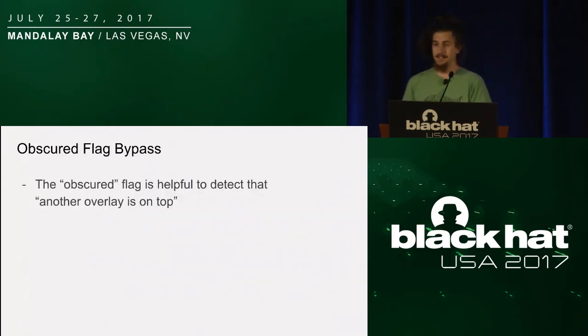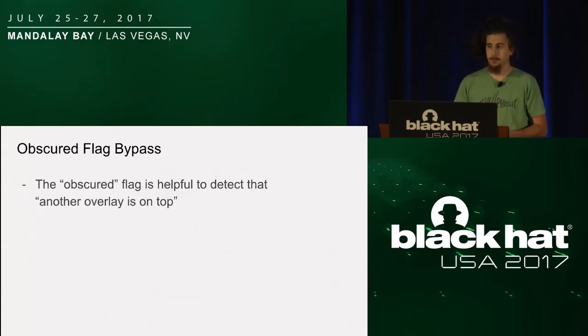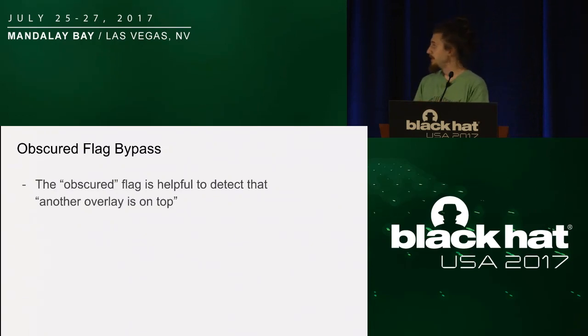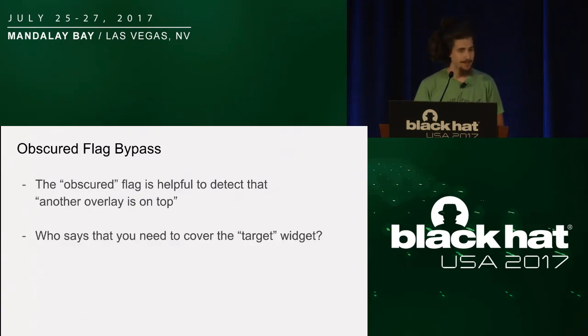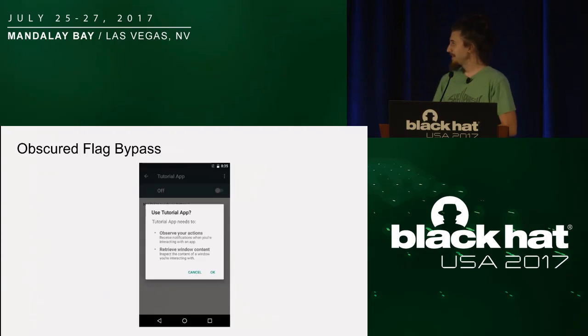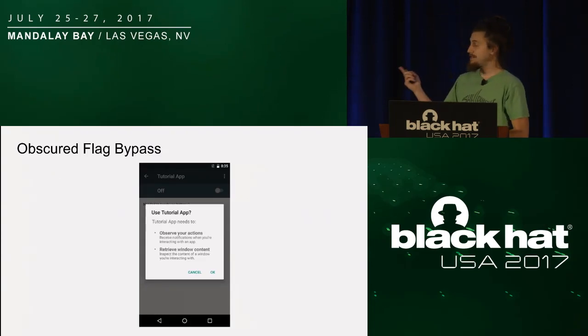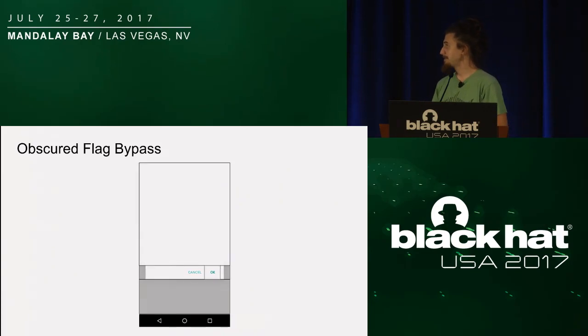The second part of this attack to do clickjacking is that we need to bypass this obscure flag. And the obscure flag is helpful to understand if there was something on top and if there was some other overlay covering the button. However, who says that to do clickjacking we need to cover the target button? Think about this again. We want the user to click on this OK button. What if we cover everything but the OK button? It's an OK button. It's extremely generic.